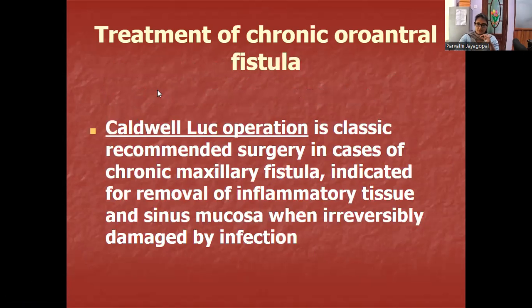Now, coming to the treatment of chronic oroantral fistula, this can be done using an operation known as the Caldwell-Luc operation, which is a recommended surgery in cases of chronic maxillary fistula, and it is indicated for the removal of inflammatory tissue and sinus mucosa when irreversibly damaged by the infection. It is also a technique that is used to retrieve foreign bodies within the sinus. This can be a root tip or a dislodged implant or anything for that matter.